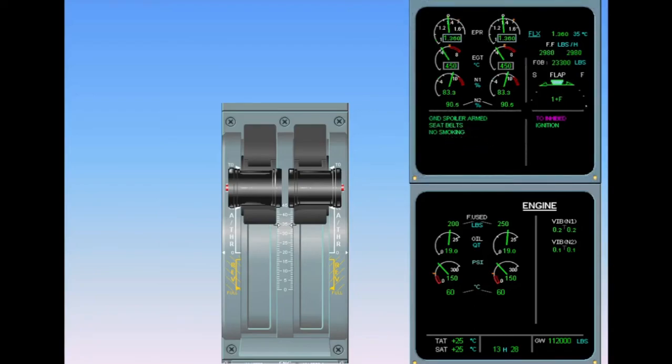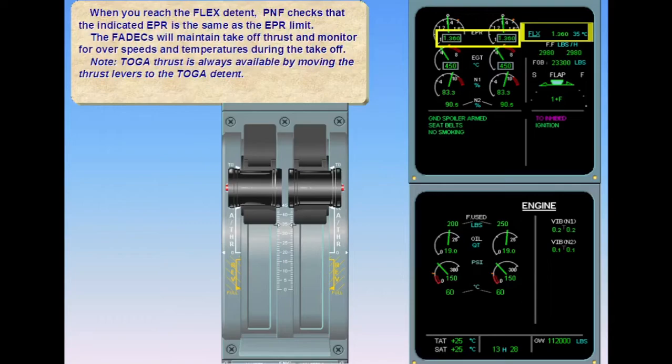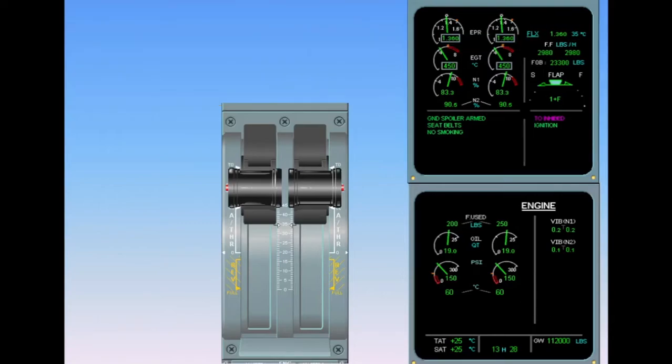When you reach the flex detent, the pilot not flying checks that the indicated EPR is the same as the EPR limit. The full authority digital engine controls will maintain takeoff thrust and monitor for overspeeds and temperatures during the takeoff. Note, Toga thrust is always available by moving the thrust levers to the Toga detent. At the thrust reduction altitude of 800 feet AGL, the thrust levers are moved to the CL detent to select Climb Thrust. Select Climb Thrust.